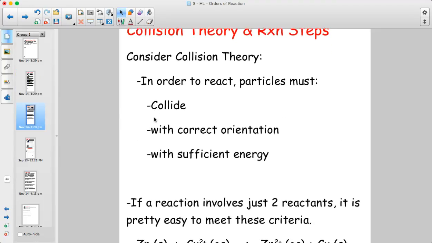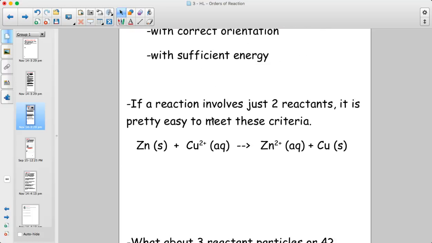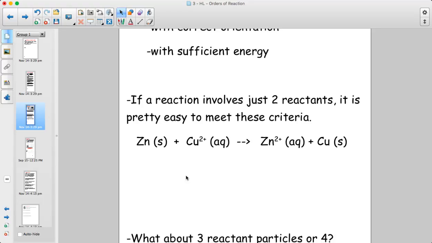Okay? And why do we think that they have to take place in a series of steps? Well, if you think back to collision theory, it says in order to react, particles must collide with the correct orientation and with sufficient energy to overcome the activation energy. And that's not too tricky to meet if you just have a reaction like this where there's two particles. It's not very hard for them to collide with the right orientation with enough energy. That would likely happen fairly often.